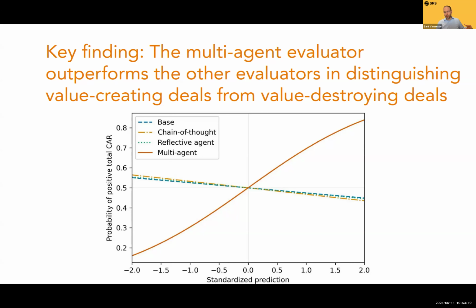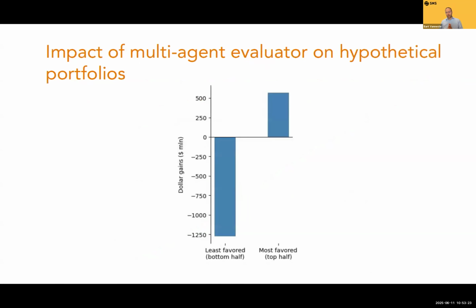And we can get an economic understanding of the effect size. So what we do is we look at the predictions of that multi-agent evaluator. There were 109 deals, so we separate the top half and the bottom half. And we say, let's look at the stock market returns of one portfolio versus the other. We see that the portfolio of those that received the lowest scores went down by more than 1.2 billion over the course of these 7 days, whereas those in the top half went up by more than 500 million. So it's not just that it can distinguish, but there are real economic consequences in terms of stock market reactions.